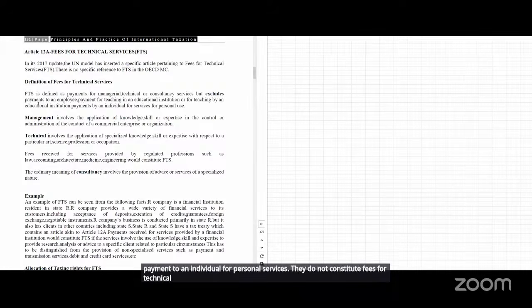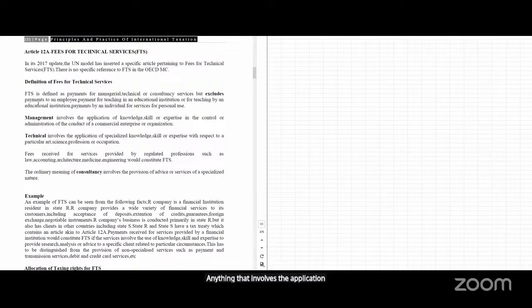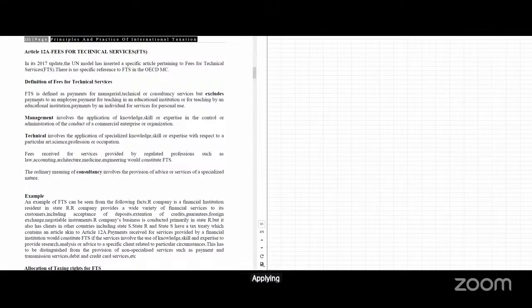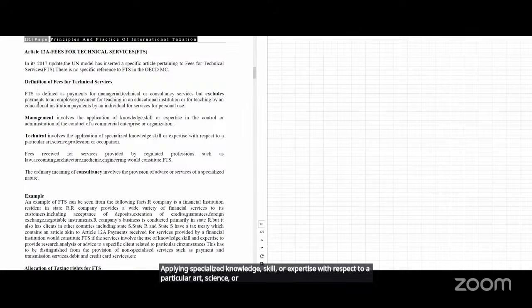So when you say management services, anything that involves the application of knowledge, skills, or expertise in control or administration or the conduct of an enterprise, as management as you are, right? If you are the manager, you are offering a technical service. If it is a technical service, applying specialized knowledge, skill, or expertise with respect to a particular art, science, or profession. So fees received for services provided by regulated professions like law, accounting, architecture, medicine. Are you getting it? All of them will constitute fees for technical services.